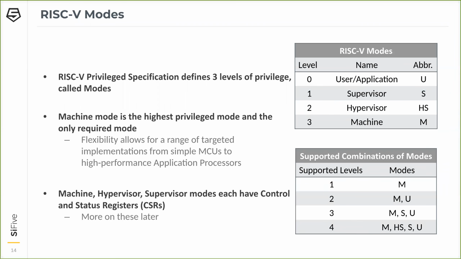The RISC-V privilege specification defines 3 levels of privilege, which we call modes. This would be supervisor mode, hypervisor mode, and machine mode. Machine mode is the highest privilege mode and the only required mode in an implementation. And this flexibility in modes allows for a range of targeted implementations from very simple microcontrollers all the way up to high-performance application processors with support for virtualization. Machine, hypervisor, and supervisor modes each have their own control and status registers, and I'll cover these at length later.